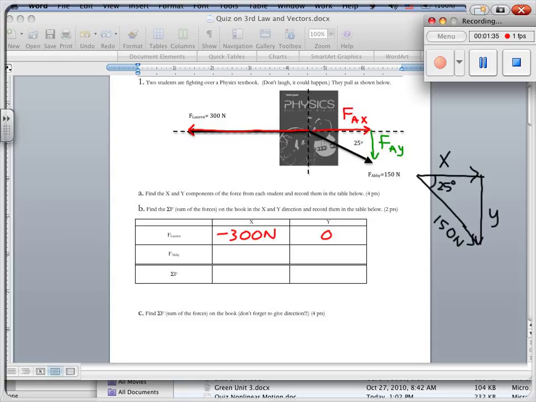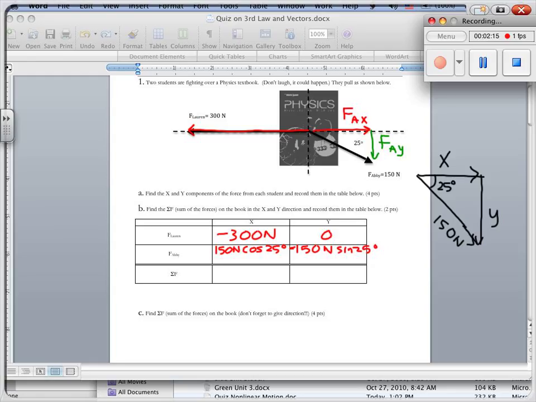So that means in the x direction, Abby's force will be 150 newtons times cosine of 25. And in the y direction, it will be 150 newtons times sine of 25. Now I need to do a direction check. Abby is pulling to the right, that's positive. She's pulling down towards the south, that should be negative. So Abby's y component needs to be negative. So those are the answers to A.